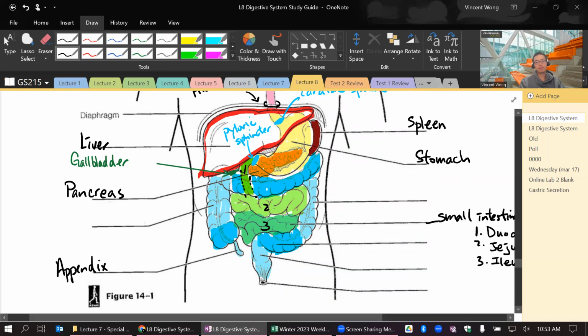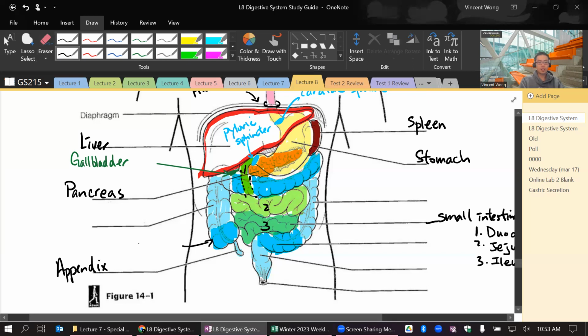You're gonna have to remove it. If you don't remove it quick enough, then it might explode, and then all the contents from your large intestine, the poopy stuff, is gonna come out into your abdominal cavity, and that's gonna lead to major infection. That's called peritonitis, and that could kill you.